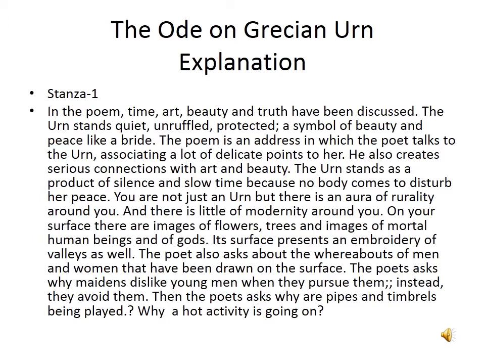On your surface there are images of flowers, trees, and images of mortal human beings and of gods. The surface presents an embroidery of valleys as well. The poet also asks about the whereabouts of the men and women that have been drawn on the surface. The poet asks why maidens dislike young men when they pursue them; instead, they avoid them. Then the poet asks, why are pipes and timbrels being played? Why is a hot activity going on?